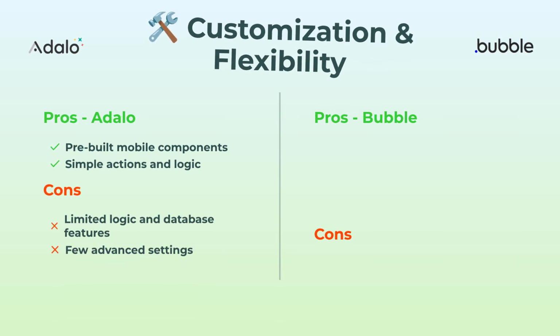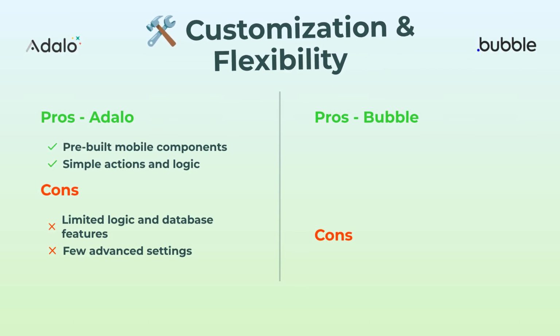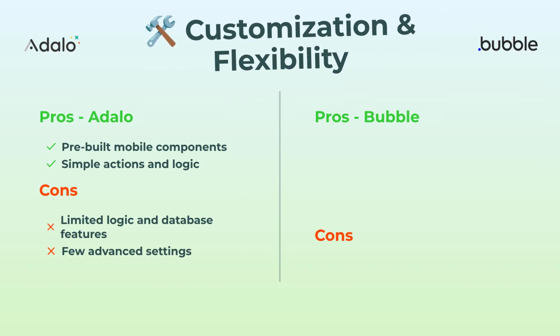Adalo is great if you want to use their pre-built mobile components and keep things simple. Actions and logic, pretty straightforward. But, and this is a big but, advanced settings and serious database stuff are kinda limited. Bubble, on the other hand, this is where it gets wild.